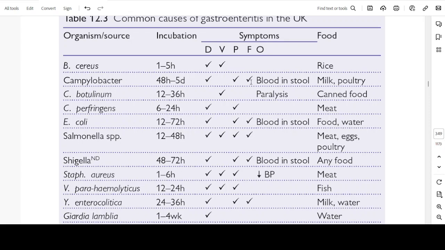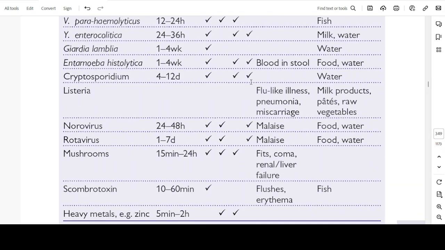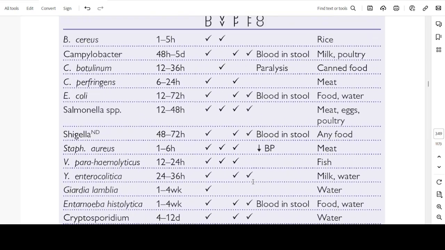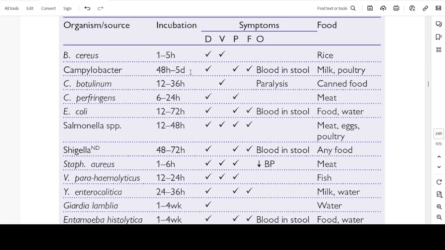pyrexia, I think. F is, let us see what is the key. Yeah, P is abdominal pain and F is fever. So in Campylobacter jejuni infection, there will be fever, abdominal pain and diarrhea. There is no vomiting. It's blood in the stools and caused by milk and poultry. Clostridium botulinum, 12 to 36 hours, causes paralysis due to canned food. Clostridium perfringens, 6 to 24 hours, causes diarrhea and pain abdomen due to meat.